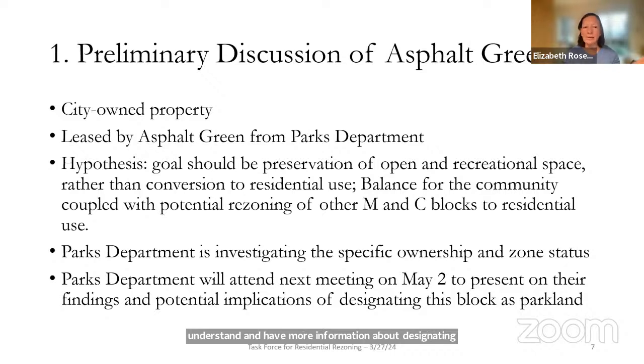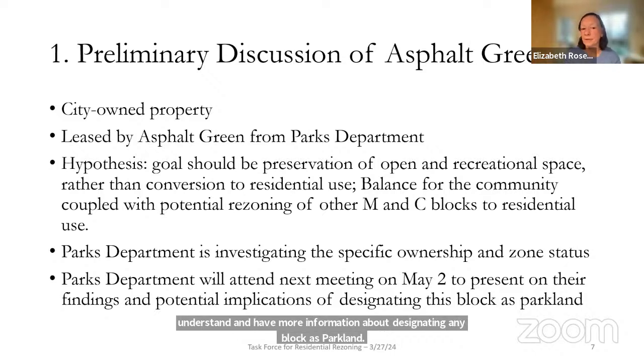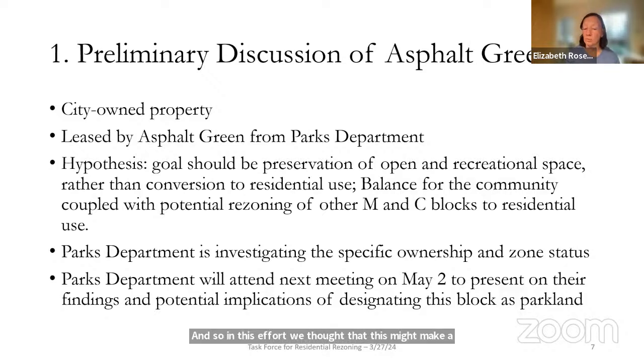And so in this effort, we thought that this might make a potentially good balance: more residential opportunity, but also coupled with, let's preserve some open space and some recreation space in our community, rather than look at every parcel and say, well, this all has to become residential. So that is our hypothesis that we wish to discuss tonight. I have met with the executive director of Asphalt Green to make sure that they would be aware of this idea.